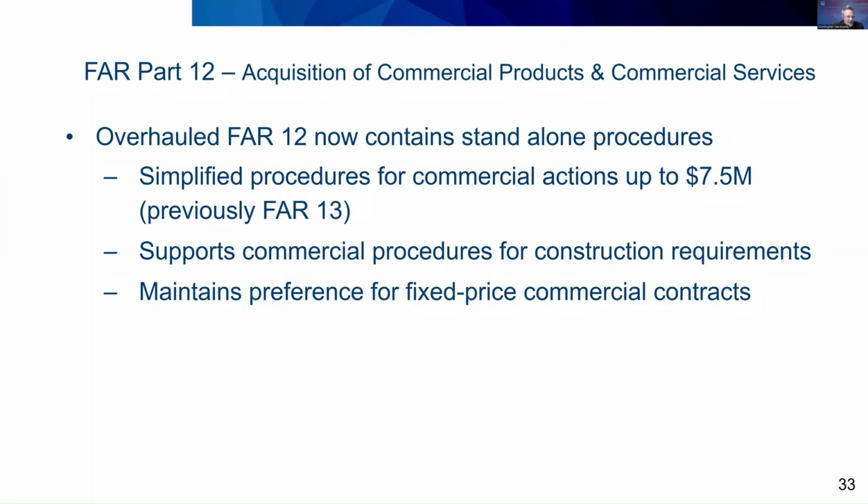Though not explicitly stated, there are essentially three categories of commercial purchases described in the overhauled FAR 12. Purchases below or equal to the simplified acquisition threshold, or SAT, which is currently $250,000. Purchases between the SAT and $7.5 million, which, if you're taking notes, is an important threshold to remember. And actions exceeding $7.5 million.